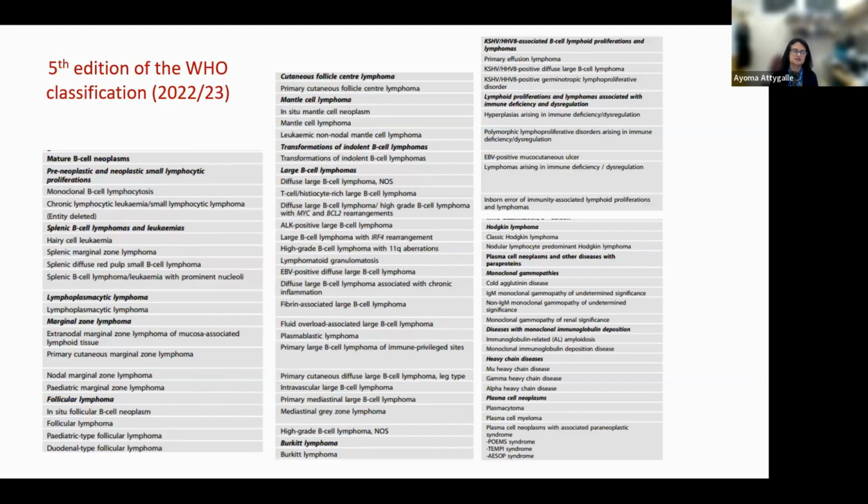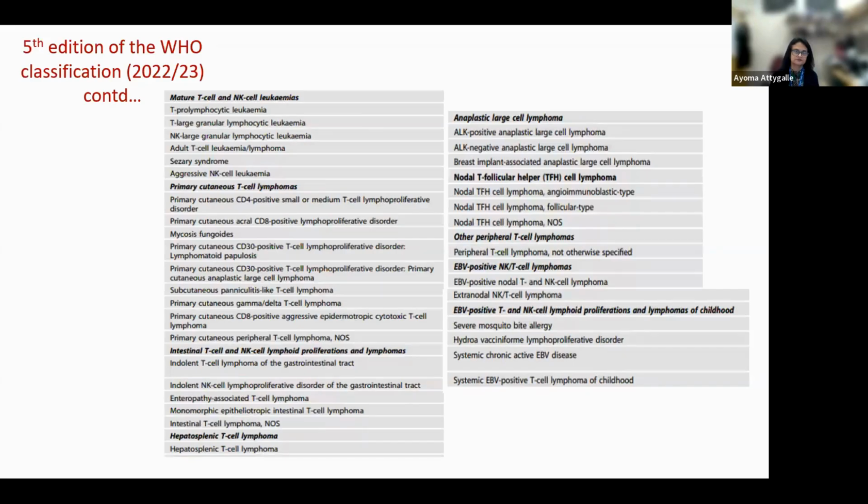And this is the list of mature B-cell neoplasms in the 5th edition of the WHO. And you can see this is a long list of entities. And this is a slightly shorter list of mature T-cell and NK cell neoplasms in this classification.